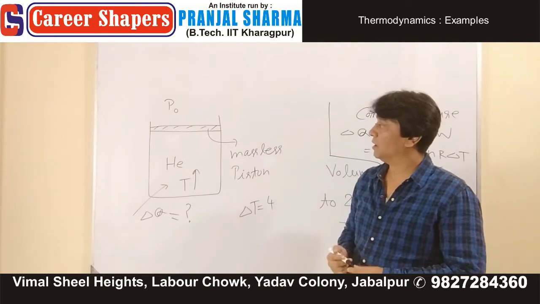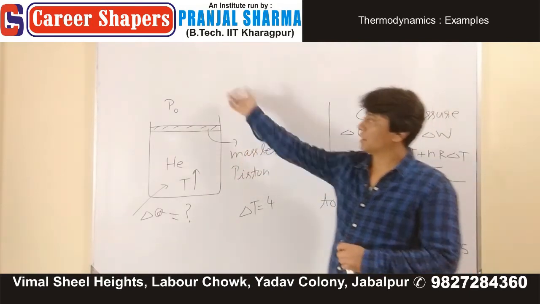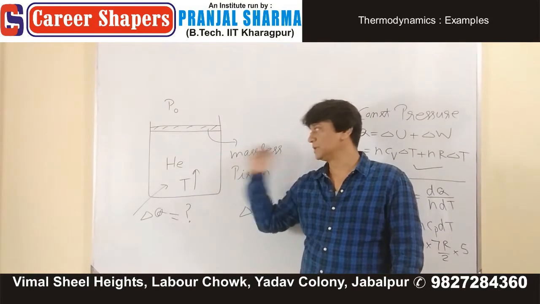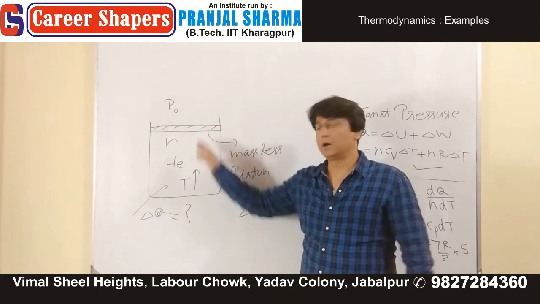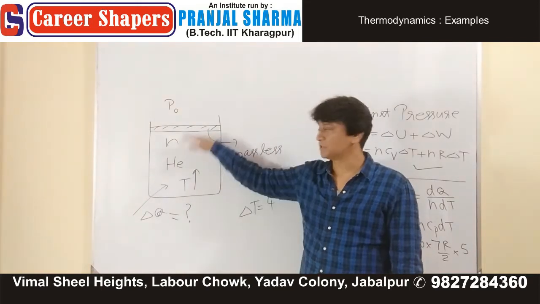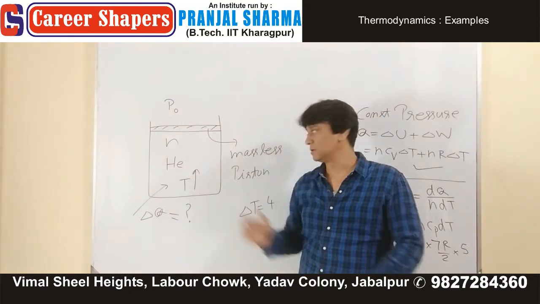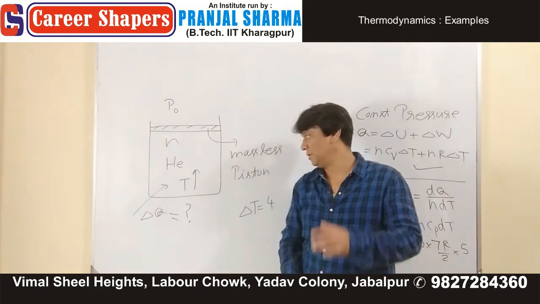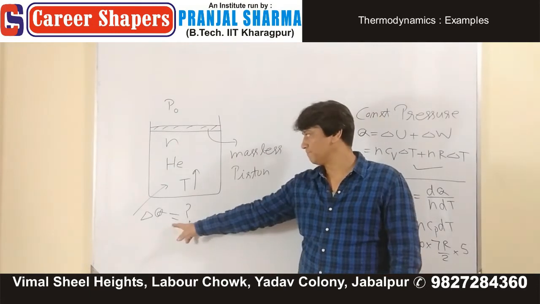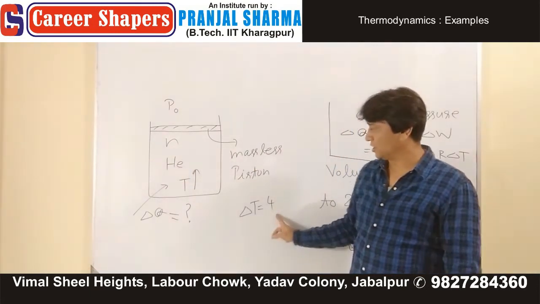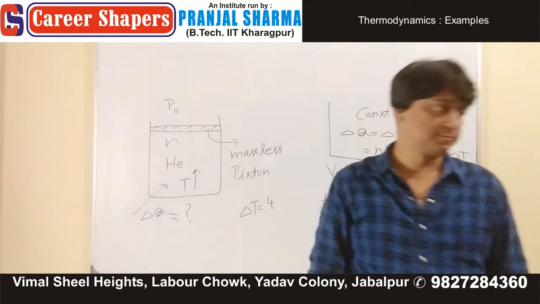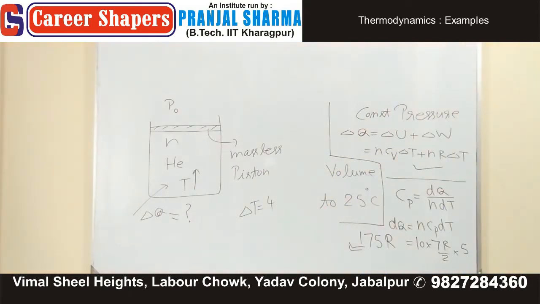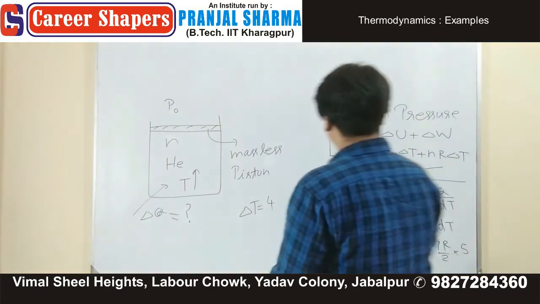What is the question? Inside a container, a cylinder, helium gas is present, N moles, covered by a massless piston. The piston can move up and down. It's a massless piston. Mechanics. How much heat should be supplied to N moles so that temperature increases by 4 Kelvin? Let's see who can answer this. Think of a small useful thing, and the question is done.